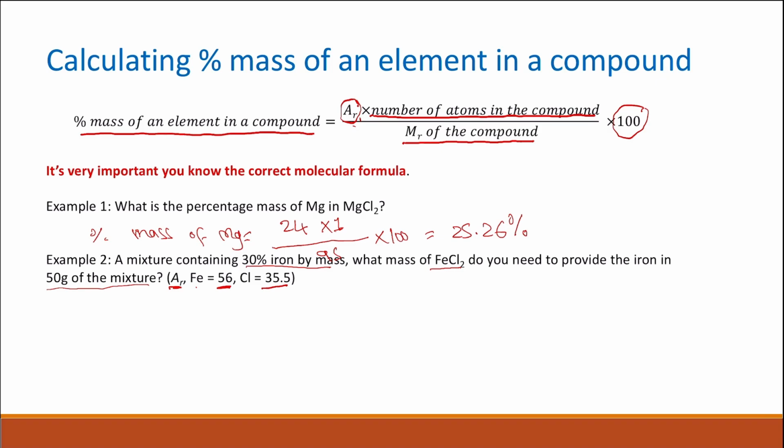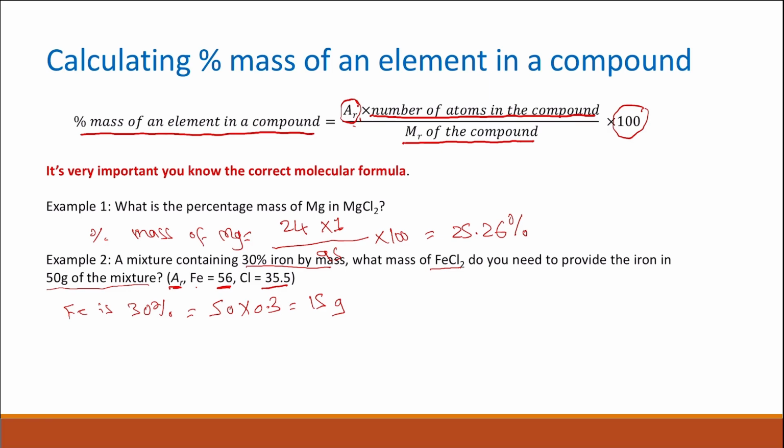The first thing we need to find out is how many grams of iron there are in the whole mixture, which is the 50 gram mixture. We said that there is 30%, so iron is 30% of the 50 gram, which equals 50 times 0.3. That will give us 15 gram. So there are 15 gram of iron.